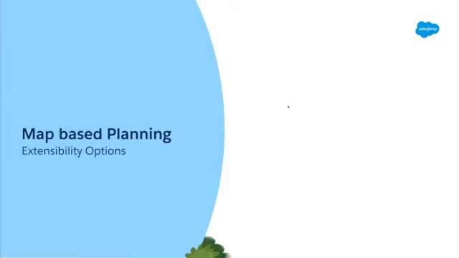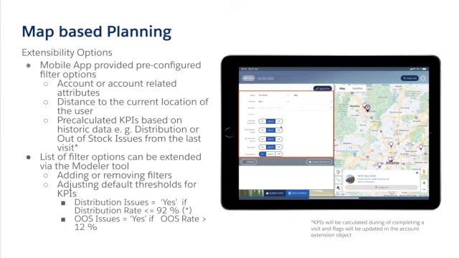Then we have a very sophisticated tool called map-based planning. So the focus of the session today is not to explain all of the functionality. The focus is more on how to set up. Map-based planning is already part of the spring release, and in the summer release, we will add additional KPIs in the map-based planning screen. For example, we added out-of-stock issues or distribution issues or activities.